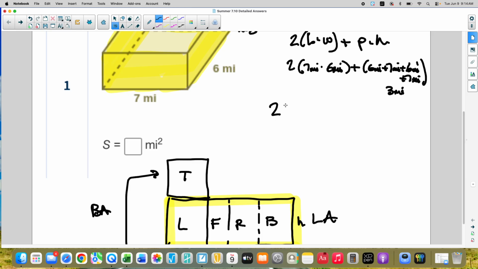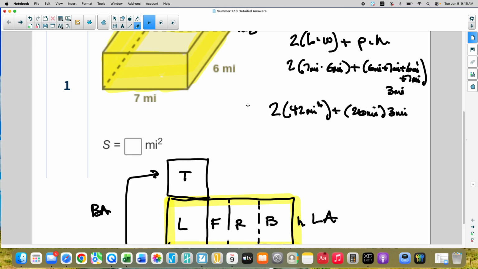So this is going to be 2 times 7 times 6, which is 42 miles times miles, which is miles squared, plus, now 6 plus 6 is 12, 7 plus 7 is 14, which gives us 26. So that's 26 miles times 3 miles. Let me just make sure, yeah, 13 and 13 is 26. Sorry, I don't think I needed that little parentheses.